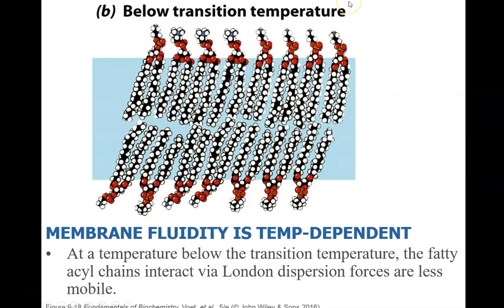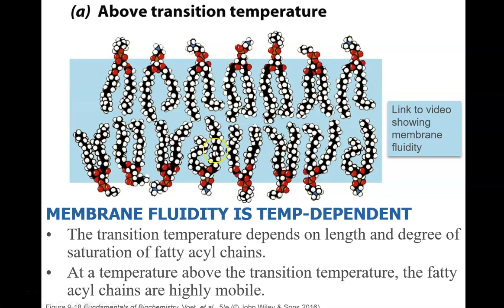But if you go below the transition temperature, this slows down the movement, and now the fatty acyl chains are able to pack together, and they interact via London dispersion forces. So they form more of a gel type structure. Exactly what temperature this happens at depends on the fatty acids: how long are they, and do they have lots of double bonds in them or not? This goes back to what we said at the beginning about how saturated fatty acids pack together really well, whereas double bonds have lots of bends and don't pack together as well.